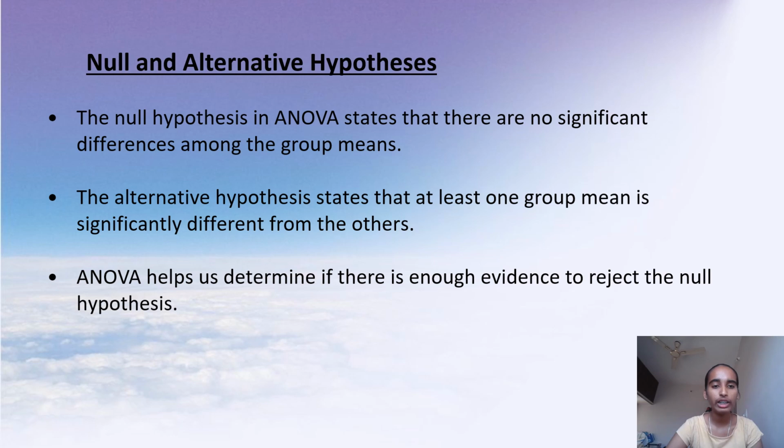Let us move on to null and alternative hypothesis. The null hypothesis in ANOVA states that there are no significant differences among the group means. The alternative hypothesis states that at least one group mean is significantly different from the others. ANOVA helps us determine if there is enough evidence to reject the null hypothesis.